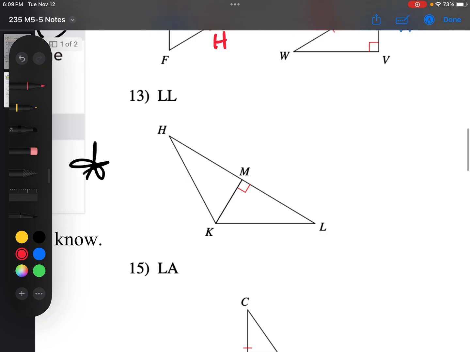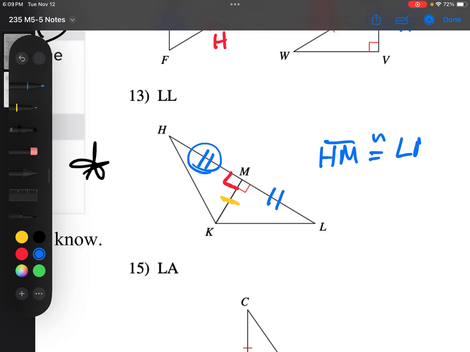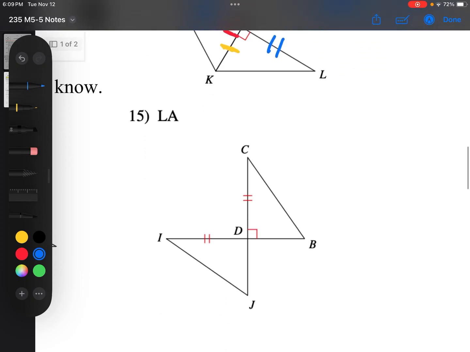For leg, remember, this makes a 180-degree angle, which means that is also going to be 90 degrees. So I have a shared side. Remember, by the reflexive property, shared sides are congruent. And then the additional side that we would need is those two. We would need to know that HM is congruent to LM. Okay, that's the additional information we need to know for leg.